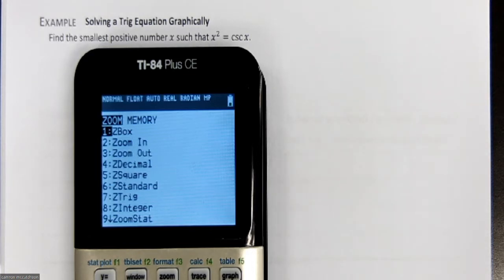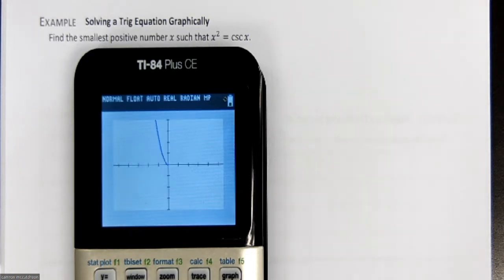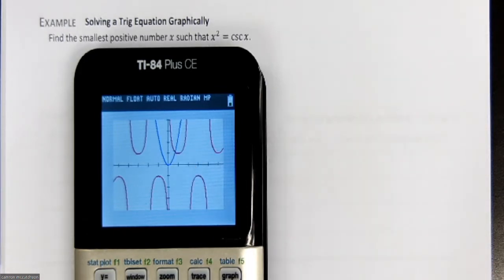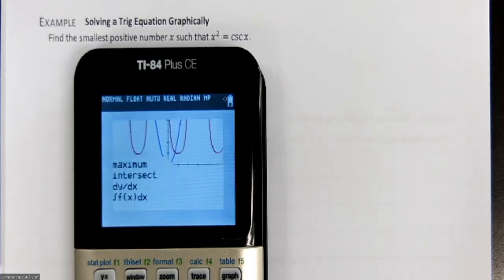So I'm just going to hit 7, and it's going to graph my two functions. There's x squared, and there's cosecant of x. There you go. And we were supposed to find the smallest possible number. Well, I'm hoping that it's obvious that that answer is right there. And we find intersections by using second, trace, intersect. Second, trace, intersect is number 5.